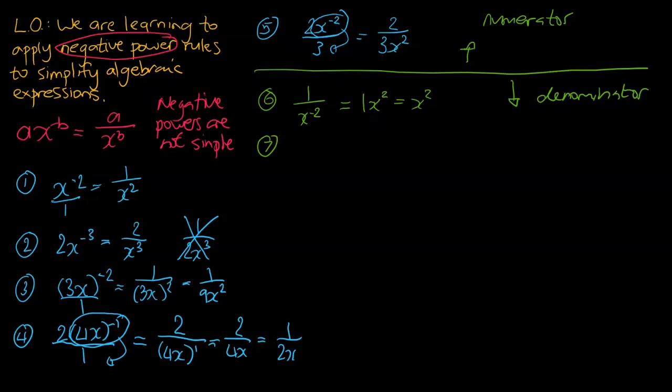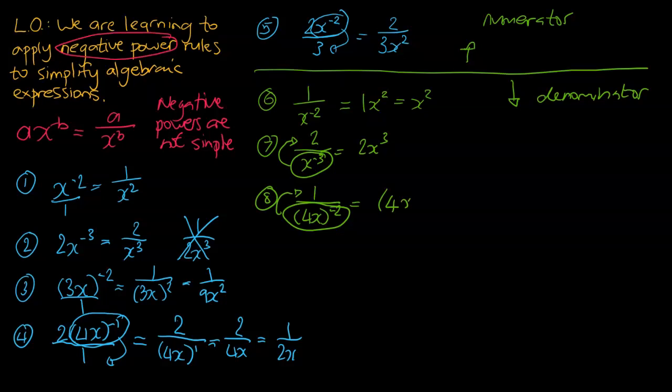Question 7, we've got 2x to the power of negative 3. Same thing, negative power, let's move it to the other side. That's going to become 2x cubed. Number 8, we'll throw in some brackets here, 4x to the power of negative 2. Again, same rule applies, negative power on the bottom, move it to the top. So that's going to be 4x squared, and if you simplify that, 16x squared.